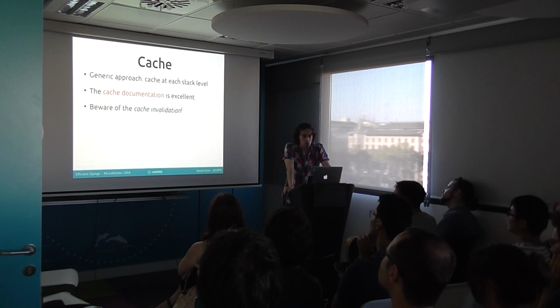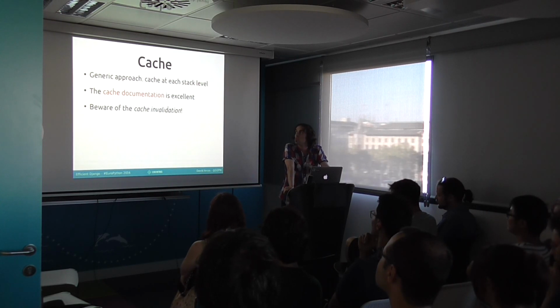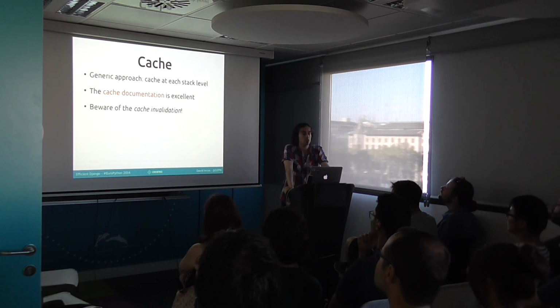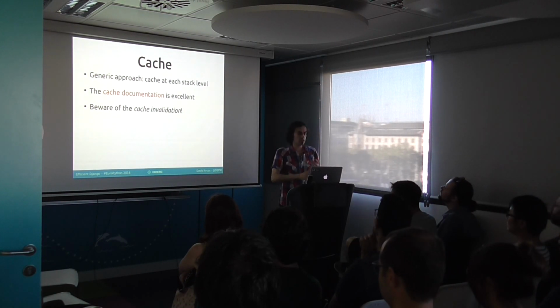Cache. So usually the databases, the templates, and the cache are the things that take more time and are more difficult to scale, because if you have more traffic, well, you need to improve these parts the most. Okay, so the cache, it's fine to do a generic approach and cache everything at each layer. So your platform has different layers. You try to cache at the database, at the view, at the template, everything.